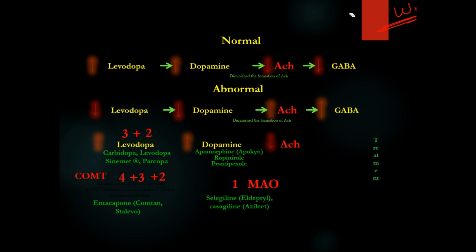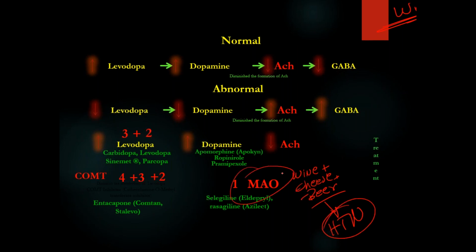So MAO inhibitors, if you mix them with wine, cheese, even beer, can lead to hypertension. Got it? That is the first line. Second line, if that is not going to work, you give dopamine agonist, which is apomorphine, Apokyn. If that is not effective, you add the levodopa.